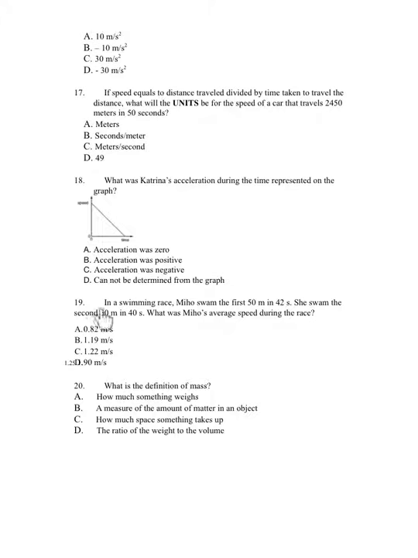Number 19. In a swimming race, Miho swam the first 50 meters in 42 seconds. She swam the second 50 meters in 40 seconds. What was Miho's average speed during the race?